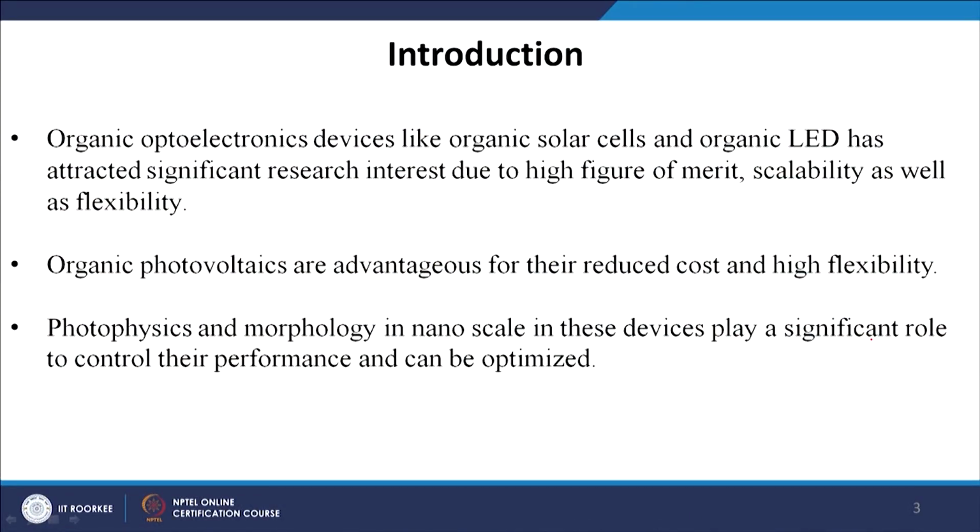Photophysics and morphology in the nanoscale in these devices play a significant role in controlling their performance and can be optimized. This factor we have discussed earlier also, whether we have an organic solar cell or a dye sensitized solar cell, the self assembly or the assembly of the different active layers plays a very vital role in the charge conduction and charge carrier mobility. Now, when you self assemble these organic polymers, what is their nanomorphology at the nanoscale, and how does the charge transfer dynamics change? That plays an important role in determining their efficiency and their different kinds of output characteristics.